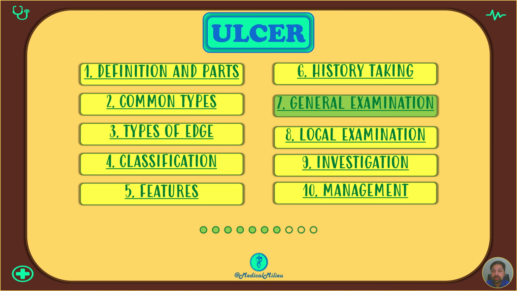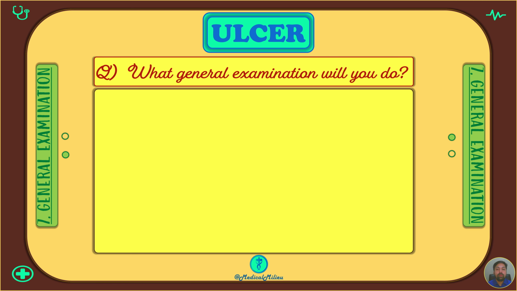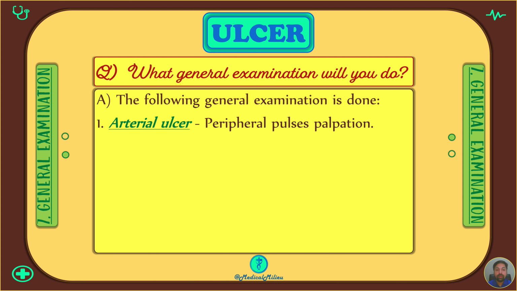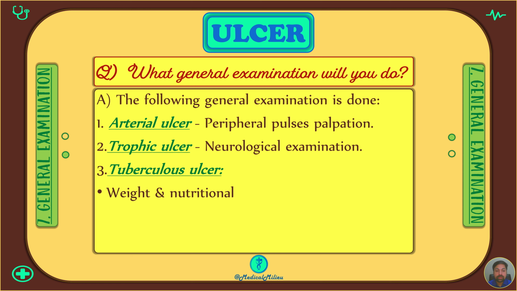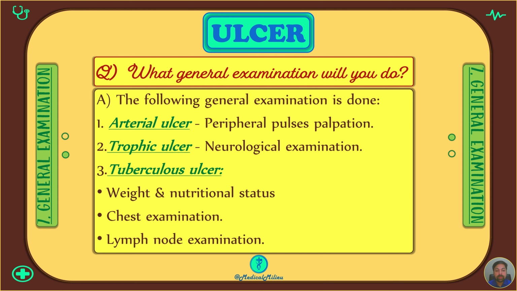Part 7, General examination of an ulcer. The following general examination is done. In a case of arterial ulcer, the peripheral pulses palpation is done. In trophic ulcer, neurological examination is done. In tuberculous ulcer, weight and nutritional status of the patient is checked, chest examination is done and lymph node examination is done.